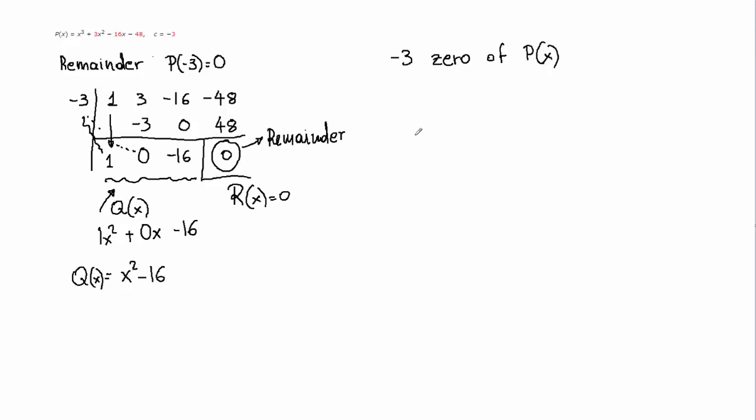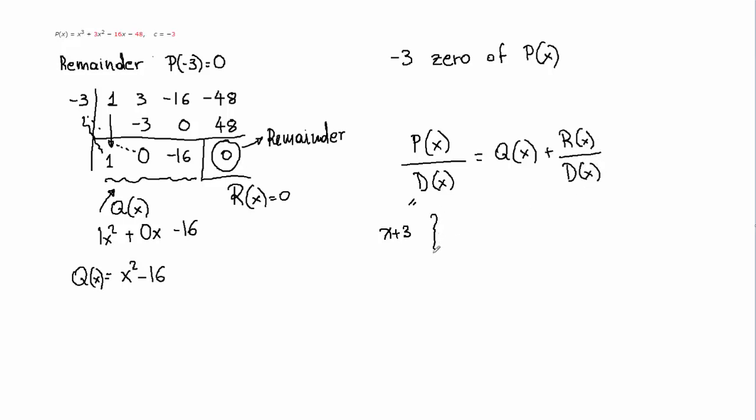So, what have we done right here? We took the p of x and we divided by the d of x. What is the d of x? X plus 3. X minus the -3 that we tried to prove that is a 0. This is equal to q of x plus the remainder of the polynomial divided by the d of x.